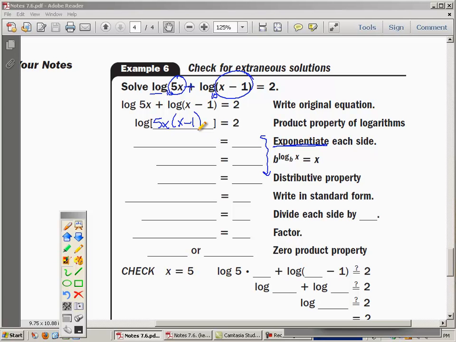Now, it says exponentiate each side. Because this is log base 10, we're going to do 10, blah, blah, blah. You know what? I don't like that. I'm going to say this is log base 10, so this is 10 to the second power.